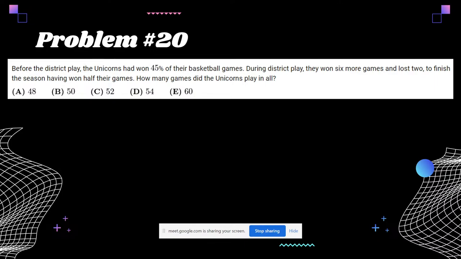Do you want to try doing this problem first, or do you want to go over it together? Could you go over it? Okay, let me open up another whiteboard.